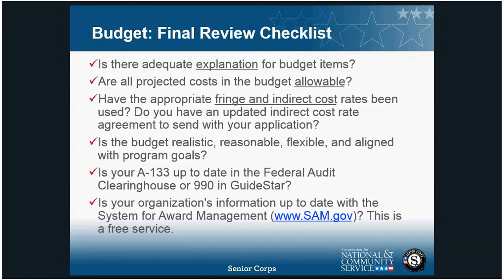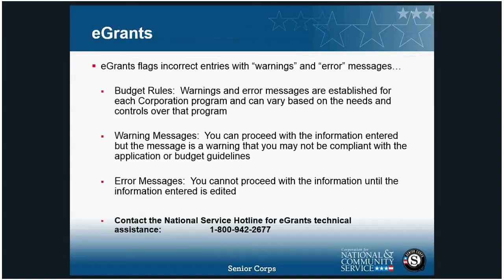This is just reiterating some key things: making sure that you submit your A-133 to the Federal Audit Clearinghouse if you're required to file one, or your 990 if you're required to file one, and making sure that your CCR registration is active throughout the performance period of your grant, and you would update that at sam.gov.